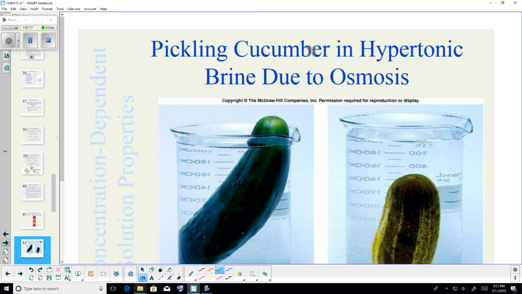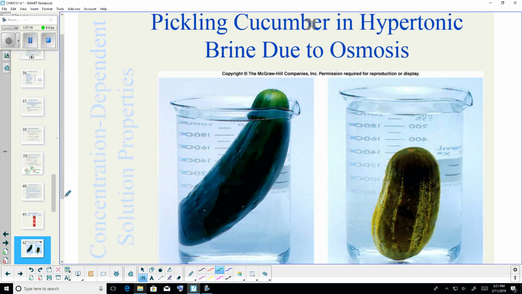So there we go. You put it in brine, which is a salt solution. You get the nice cucumber, and what does it do? It shrivels up.